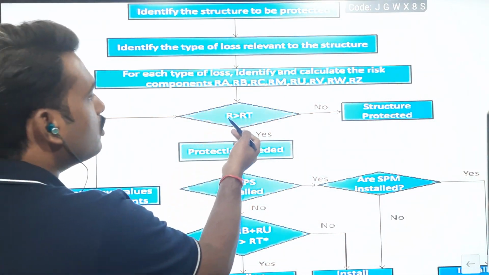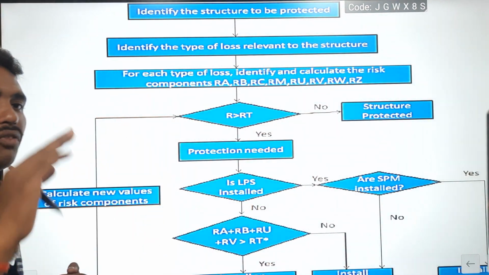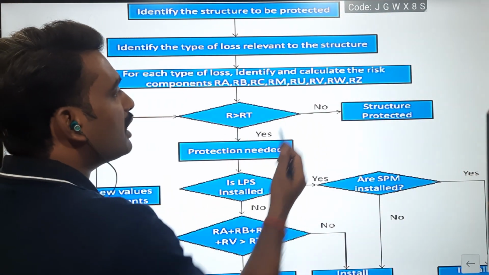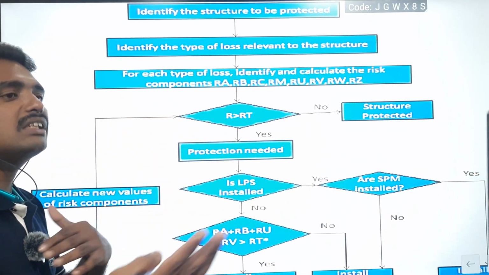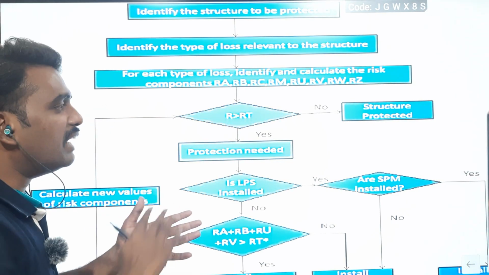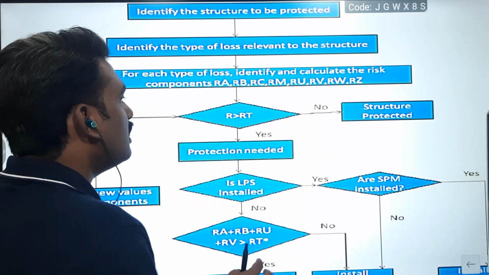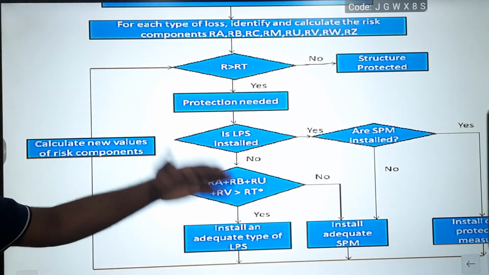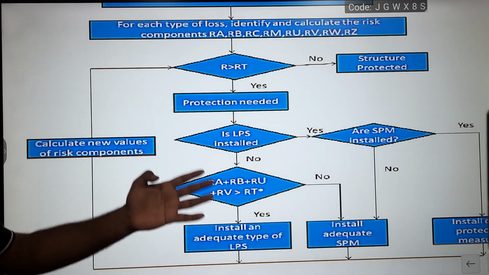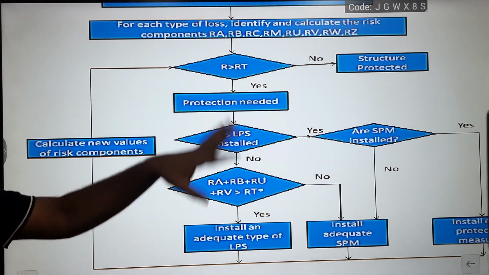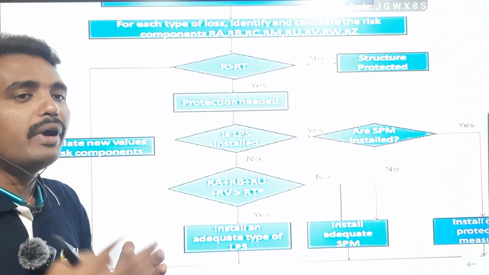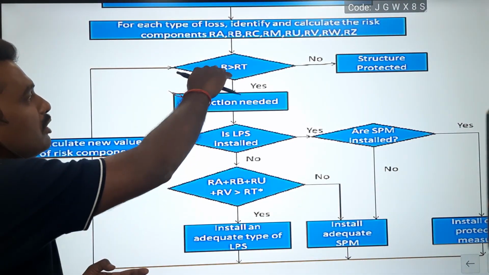So we have to compare those values with RT. If the value of R1 or R2 is lesser than RT in the first stage itself, then we can consider that the structure is protected and the risk due to lightning is low on the particular site, and we can finish the calculation there itself. But if the R1 value is greater than RT, then we have to go for protection measures. The protection measures are providing a lightning protection system, or a surge protection system, or additional protection measures such as a firefighting system.